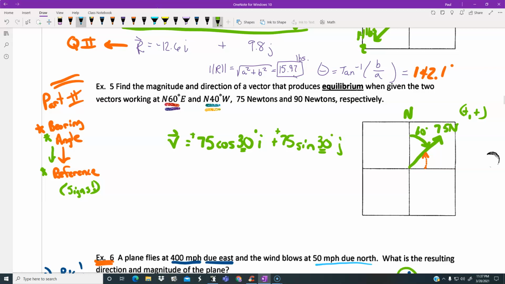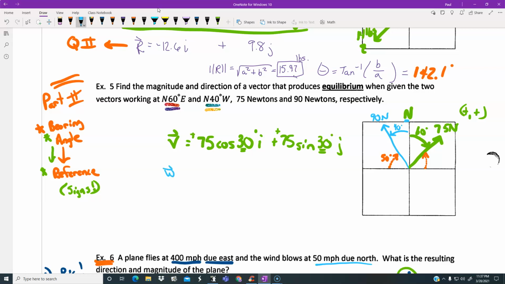Now, the second one, let me show you how this works on the second vector, is north 40 degrees west. North 40 degrees to the west is the way the second vector is being drawn at 90 newtons. Now, this is a 40-degree angle, but the reference angle that's associated with that guy is its complement, and that would be a 50-degree angle, and that's the one we need to use in our calculation.